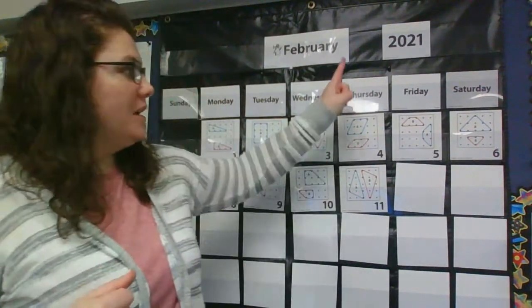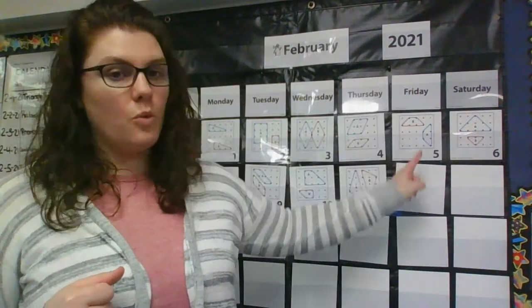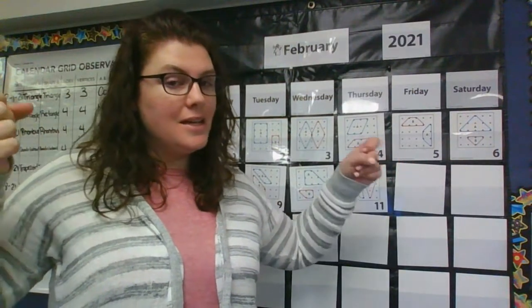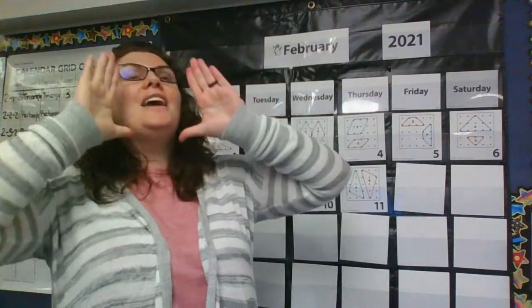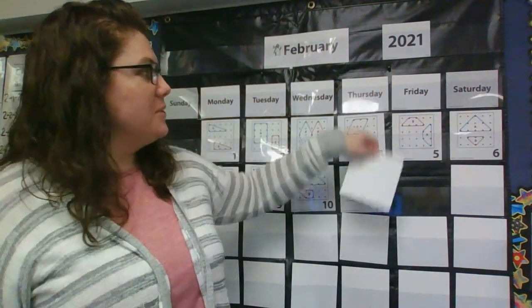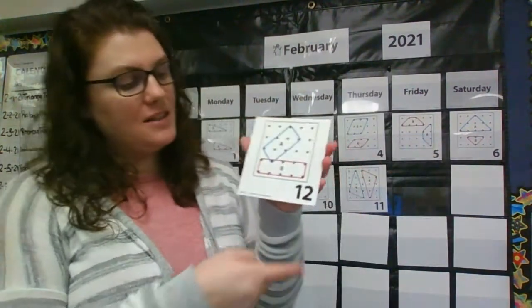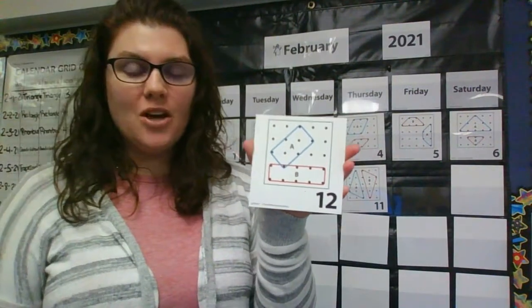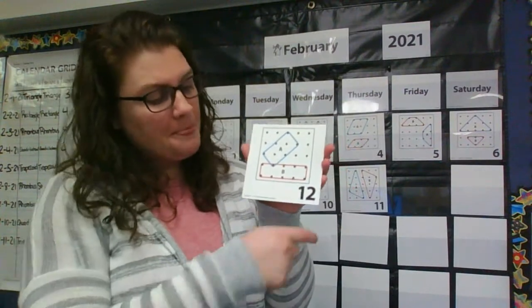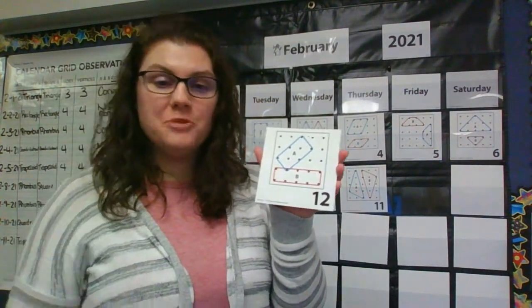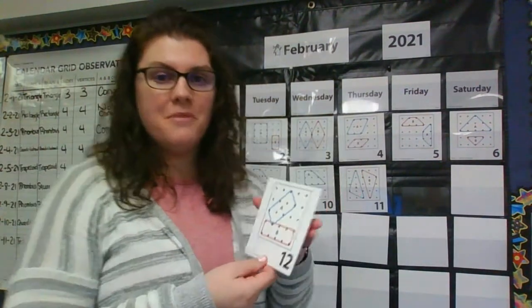All right, yesterday was Thursday. So if yesterday was Thursday, what is today? Hint, hint, it's my favorite day. Friday, good. Yesterday was Thursday, so today is Friday. Let's look at our Friday card. What is our date on this wonderful, marvelous Friday? Good, it's the number 12, which means it's the 12th day of the month.